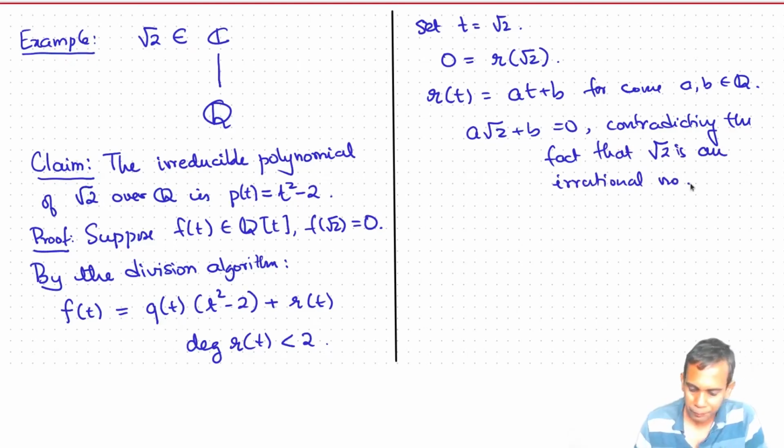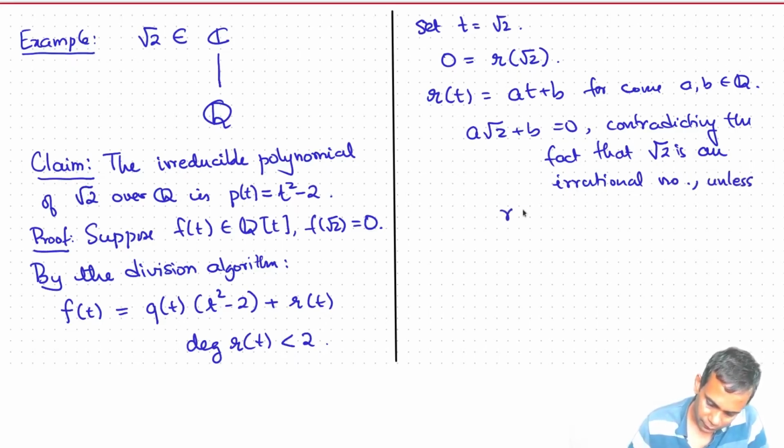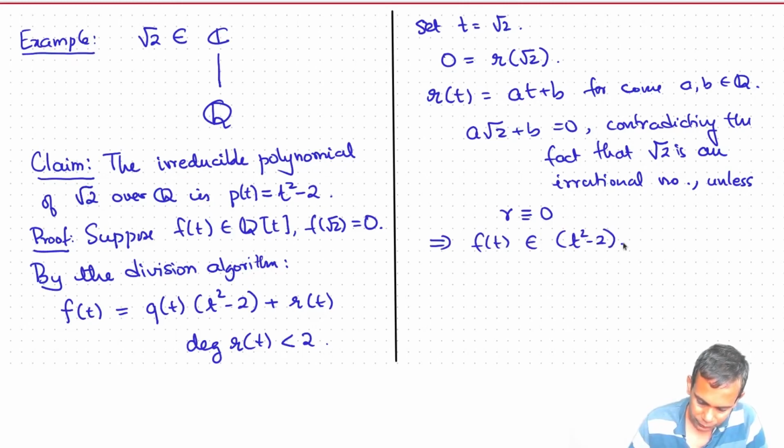And therefore, r has to be 0, unless of course r is identically 0, that is, a is 0 and b is 0. So then this implies that f(t) is in the ideal generated by t squared minus 2.